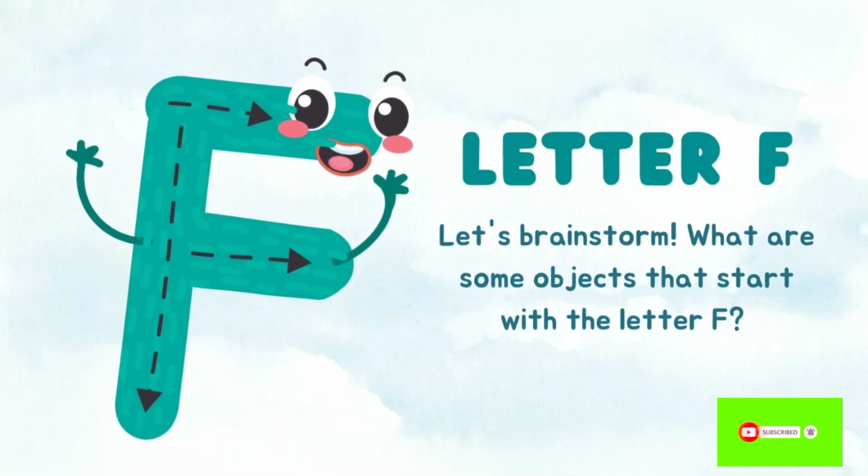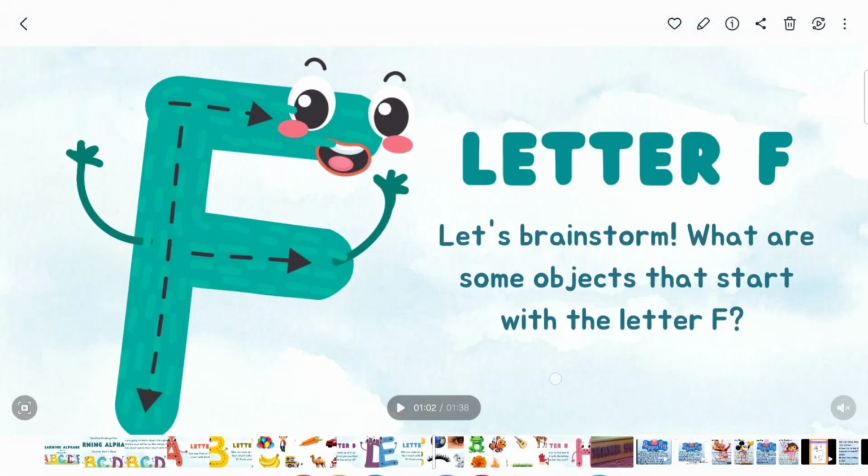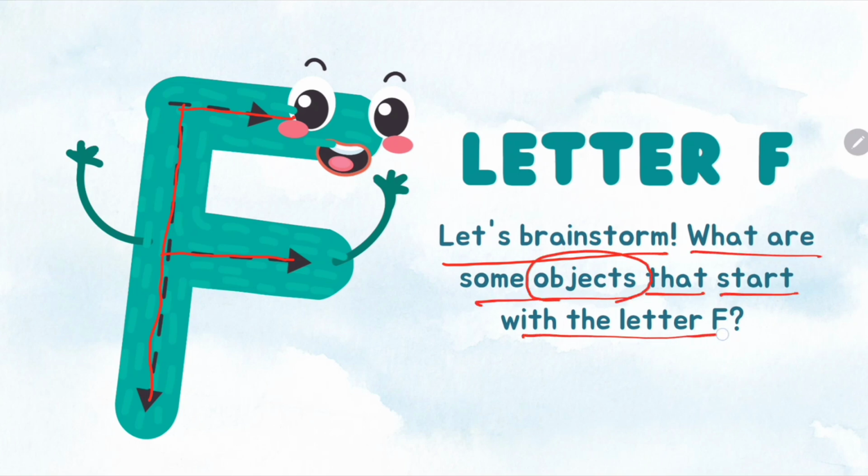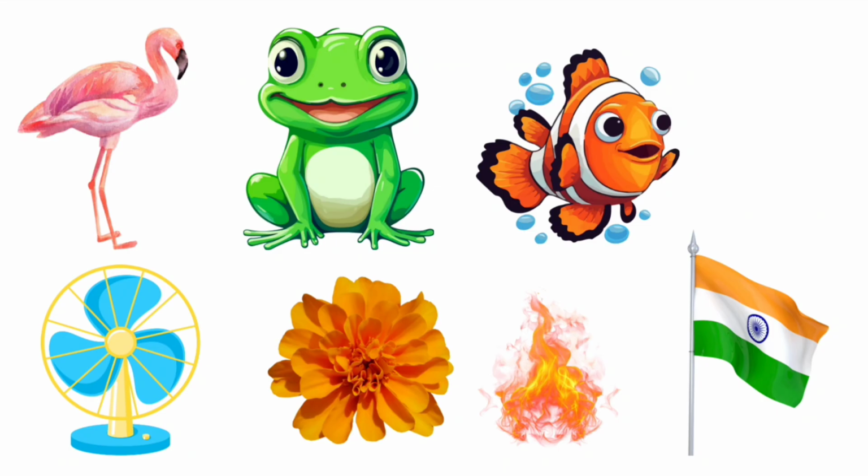Now comes letter F. So how are you going to write the letter F? First you are going to trace the standing line, one sleeping line, another sleeping line. Okay, this is the way you are going to write the letter F. Now let's brainstorm. What are some objects? Objects means the things that start with the letter F.